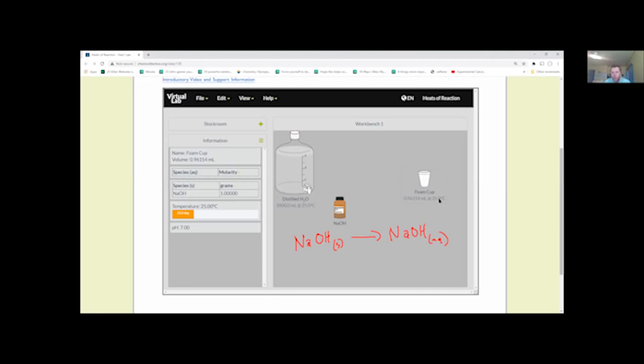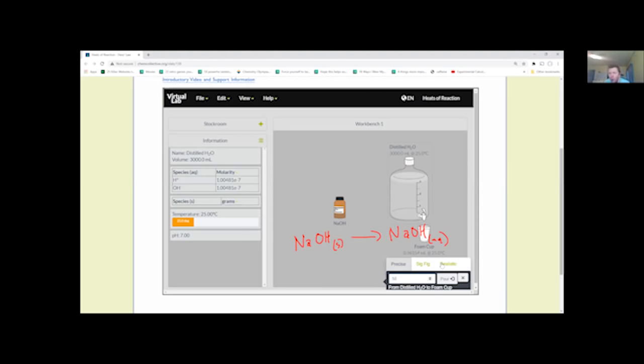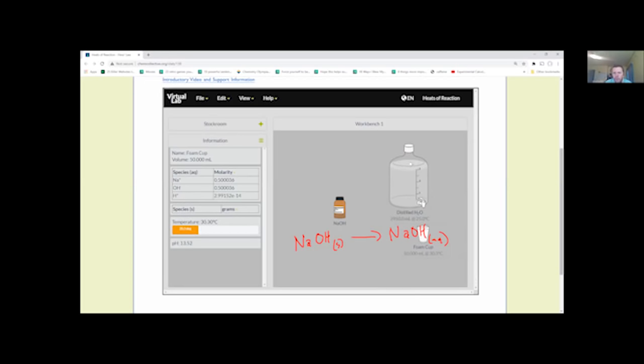I mention that because we're going to be tracking change in temperature. Now, to that foam cup, I'm going to add 50 milliliters. Sodium hydroxide is a strong electrolyte. Well, it's a strong base. It's also a strong electrolyte, so it's going to dissociate. That NaOH is going to break off into Na and OH, separate things. And that reaction is going to generate some heat. So I'm going to pour this water in here by clicking pour, and boom, there we go. What I see is my temperature has gone from 25 degrees Celsius to 30.3 degrees Celsius.